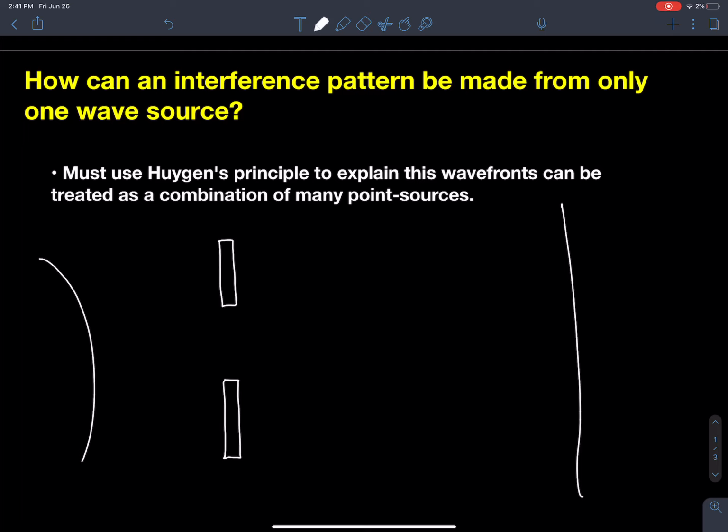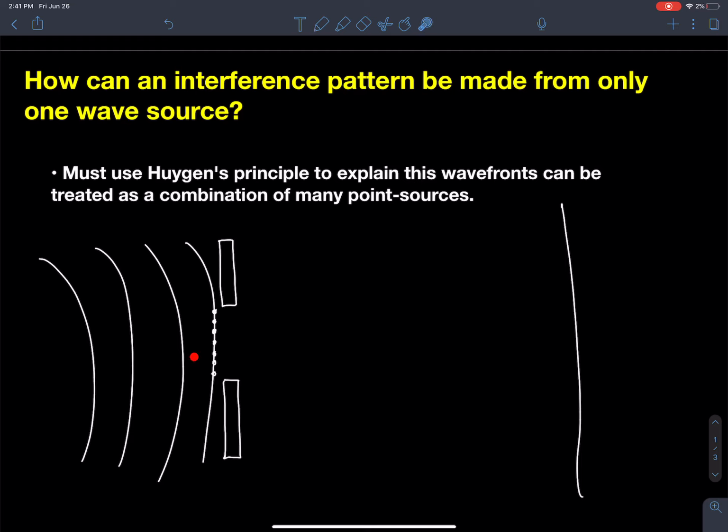So when a wave that is in phase approaches a barrier, what Huygens' principle says is that all waves can be treated as many, many point sources. Okay, so along that wavefront, I have an infinite number of point sources that are generating waves on their own.